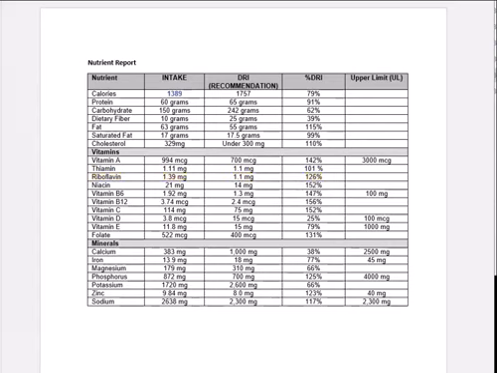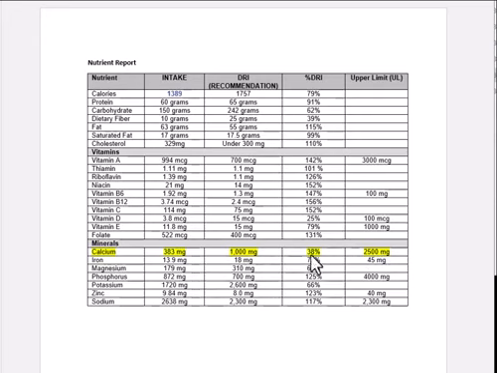Now let's move down to the minerals. Let's take a look at calcium first. So this individual consumed 383 milligrams. They are supposed to consume 1,000 milligrams. That's their recommended DRI, which means they only consumed 38%. The upper limit is 2,500 milligrams. Obviously, they got nowhere close to that.